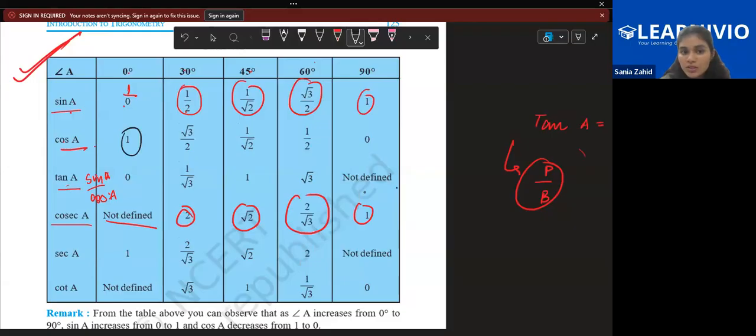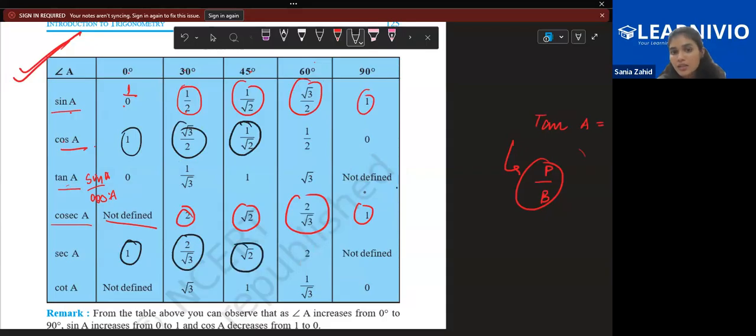1, reciprocal this, you get 1 only. Root 3 by 2, you reciprocal, 2 by root 3. Reciprocal this number, you get this. Reciprocal this, you get this. Okay, is there any reciprocal for 0? Reciprocal of 0 is 1 by 0, right? That's a non-defined value. That is why you get again a non-defined.